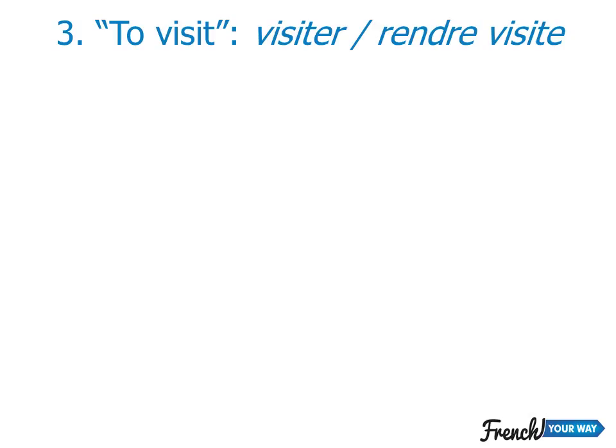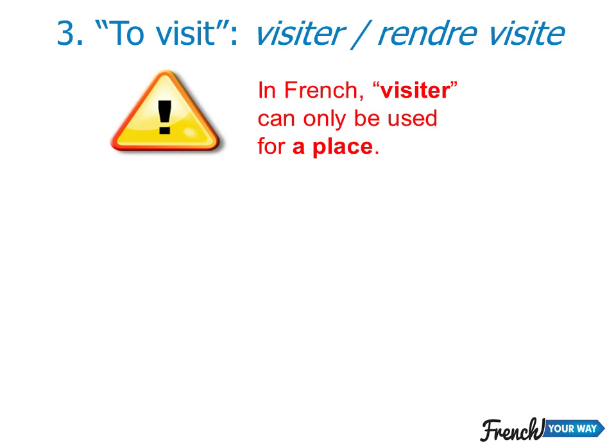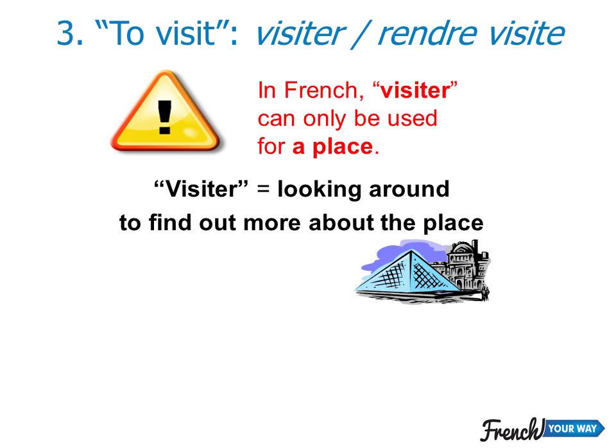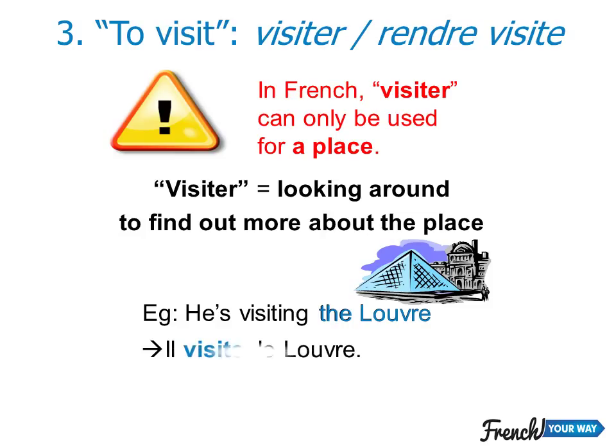Third mistake, to visit, and 2 possible translations, visiter or rendre visite. In French, visiter can only be used for a place. Visiter has the meaning of looking around to find out more about the place, to get some information from it. For example, the Louvre. He's visiting the Louvre, that's a place, you want to find more about it, so you're using visiter. Il visite le Louvre.